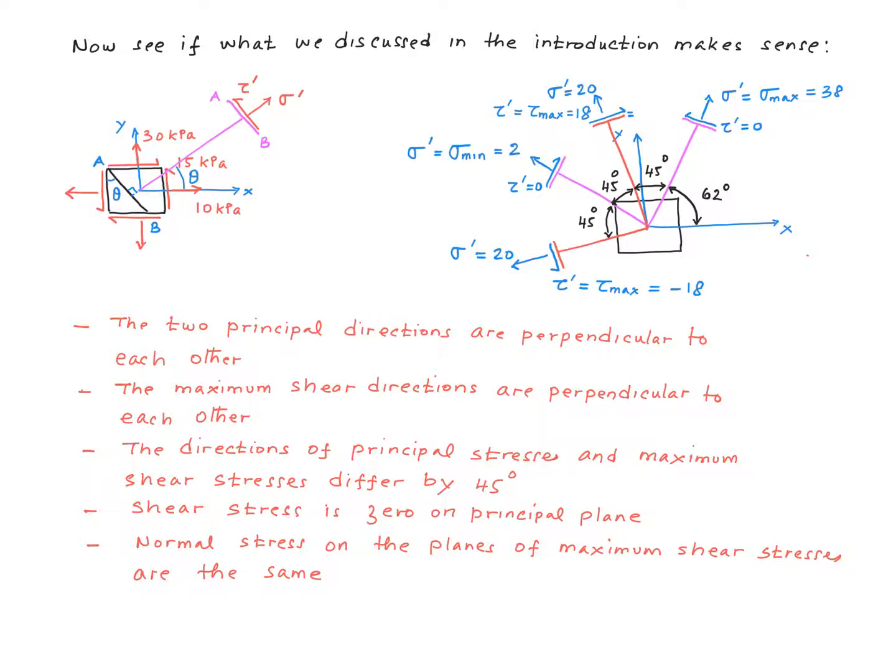The shear stresses on the principal planes are 0. The normal stresses on the planes of maximum shear stresses are equal to each other. So in this particular case, it's 20 kilopascal. And we proved that this value is supposed to be sigma average. Sigma average is sigma x plus sigma y divided by 2, right? So that will be 10 plus 30 over 2, which is 20. So that's how we got 20 over here.